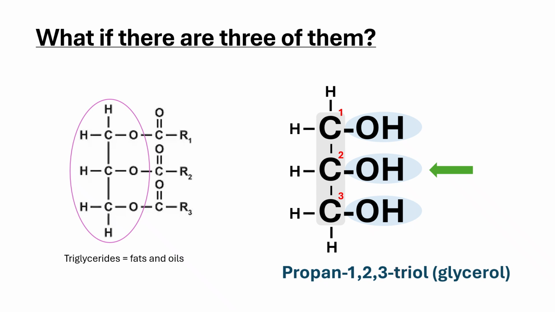This is interesting because the hydroxyl group on carbon number 2 in the chain is actually a secondary alcohol, having 2 other carbons, carbon 1 and carbon 3, directly bonded to it. Whereas the hydroxyl groups on carbon number 1 and number 3 are primary alcohols. So it's a combination of primary and secondary alcohols in a single structure.